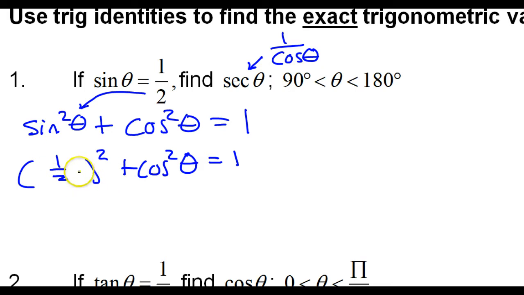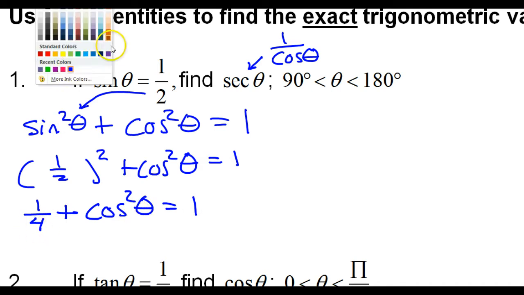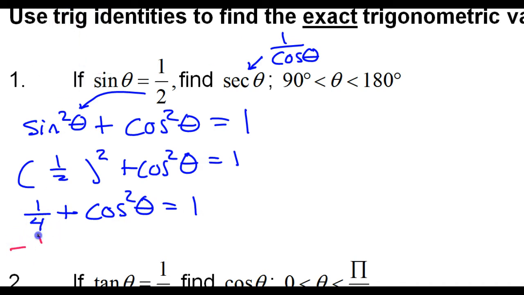So here I go. If I square this, I'm going to get 1/4. Okay, 1 squared and 2 squared. So now I've got 1/4 plus cosine squared theta is equal to 1. So time to subtract 1/4 from both sides. Minus 1/4, minus 1/4.